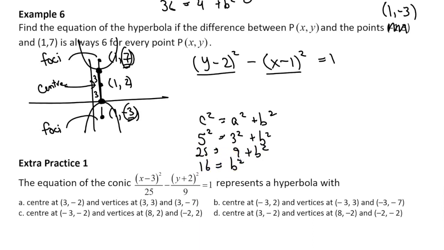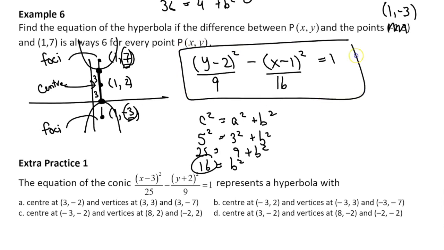And so that means that going up and down was 3 squared, so that would be a 9 right here. And going left and right would be a b² value of 16, so we can put that in right here, and we should have the equation for what we need to be able to figure that out. Yeah, I think that's good.